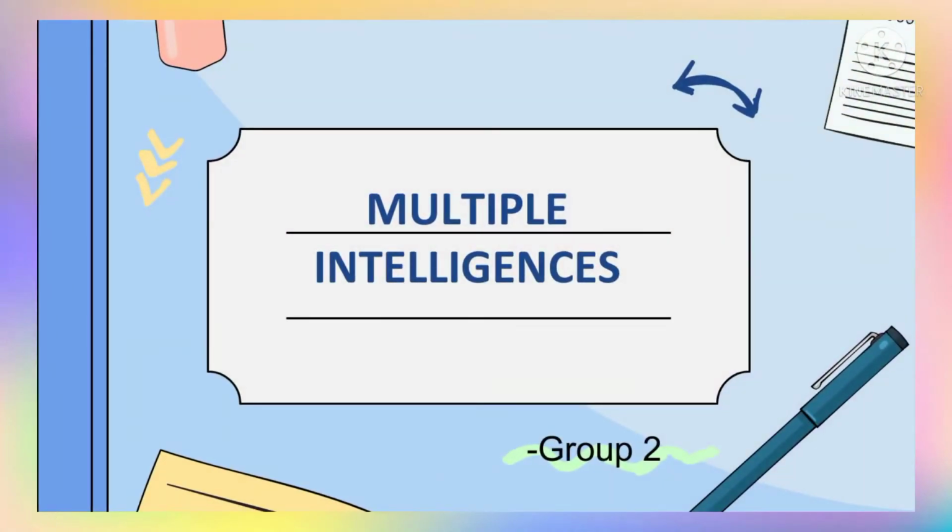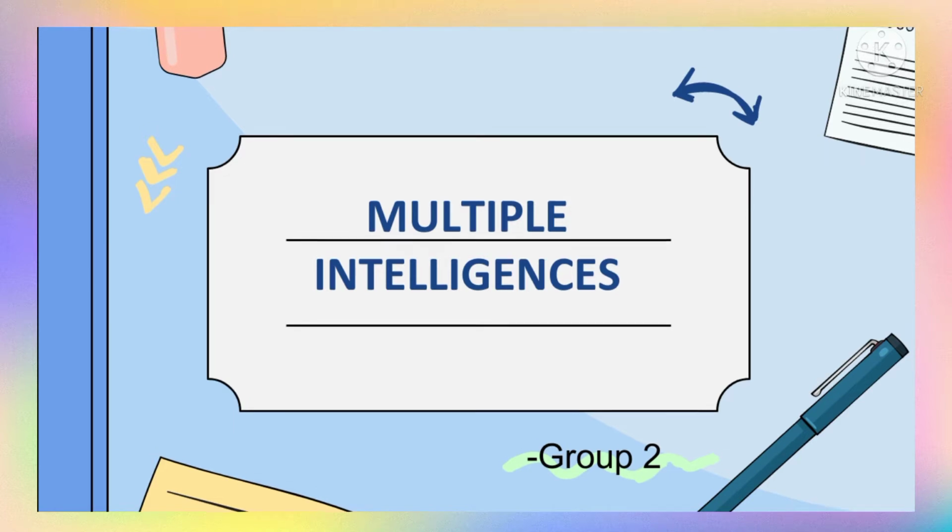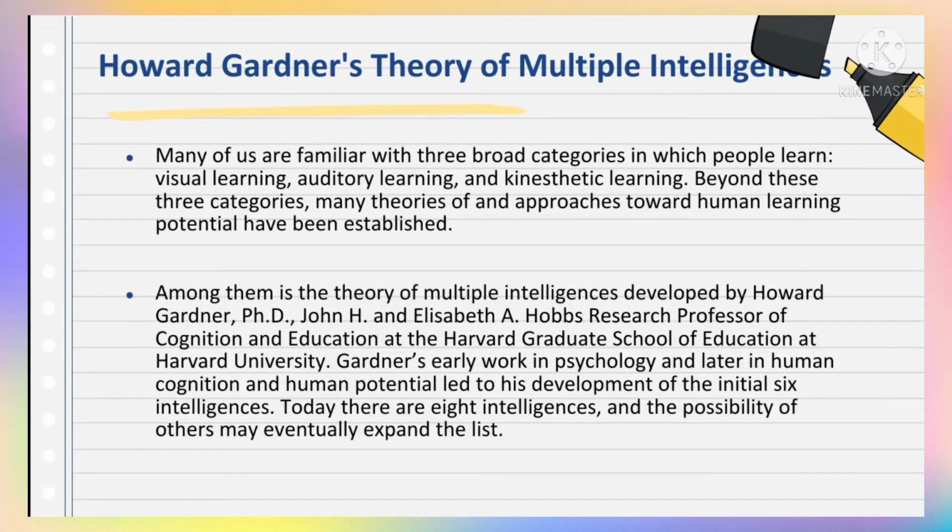Good day, everyone. Our topic for today's lesson is all about multiple intelligences and their challenges in teaching. Howard Gardner's theory of multiple intelligences. Many of us are familiar with three broad categories in which people learn. First, visual learning. Second, auditory learning. And third, kinesthetic learning. Beyond these three categories, many theories and approaches toward human learning potential have been established.